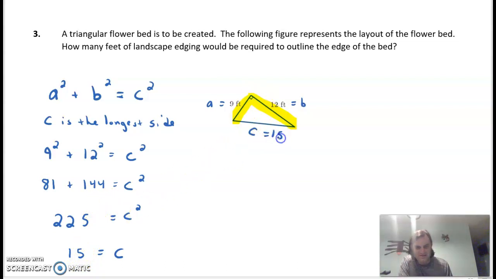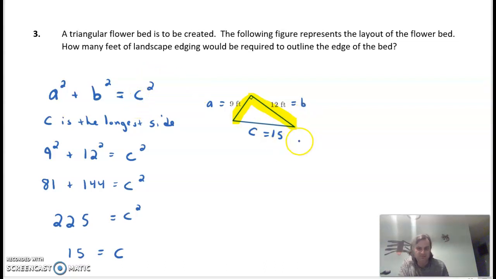So if we have a right triangle, meaning something with a 90-degree angle, and we know 2 sides, we can find the missing side. In this case, the missing side was the longest side, C. In the next example, we might be looking for a different side, so make sure you're paying attention.